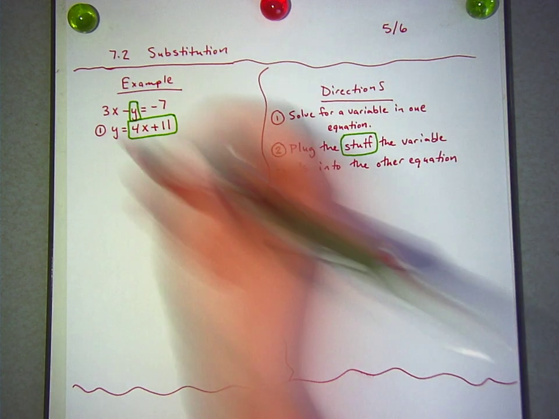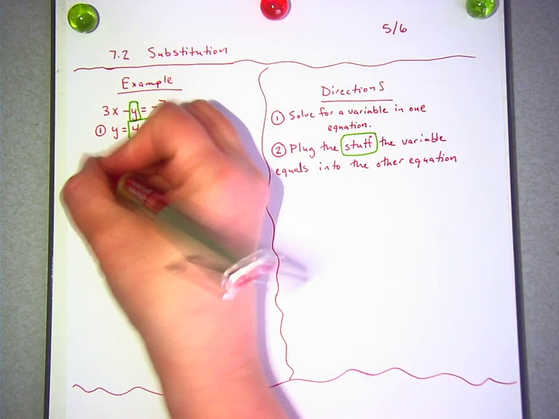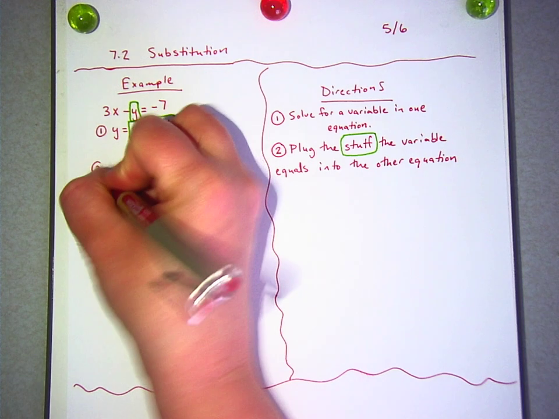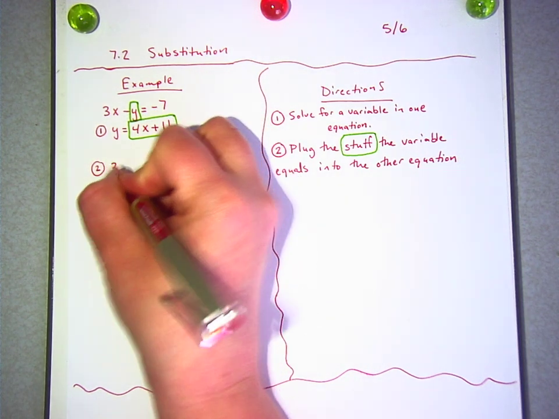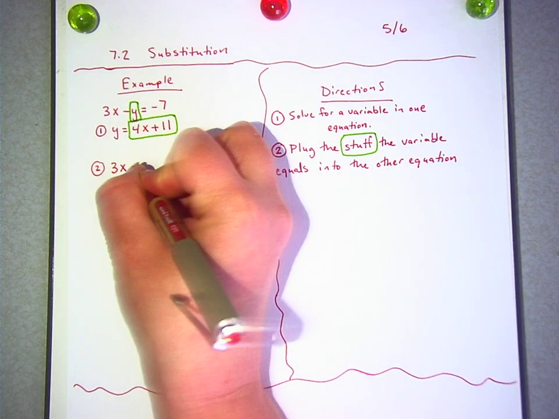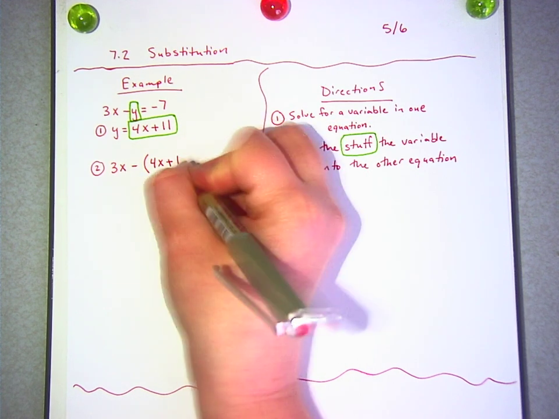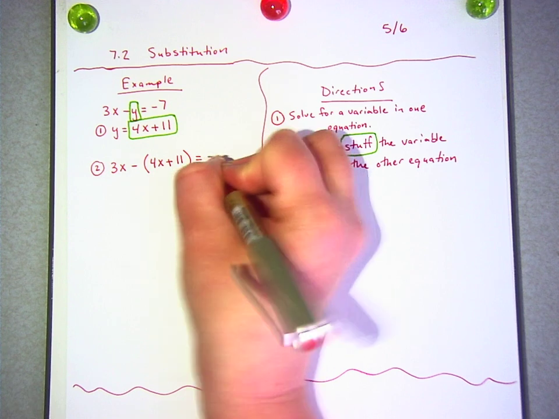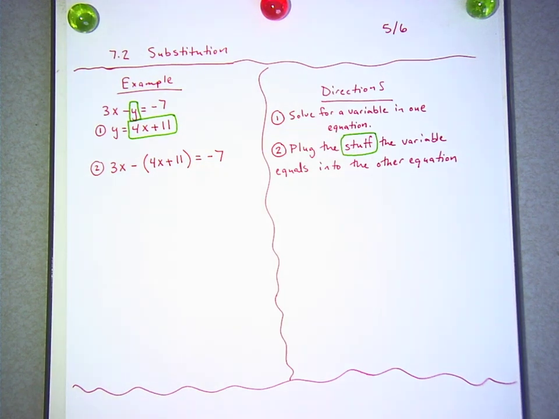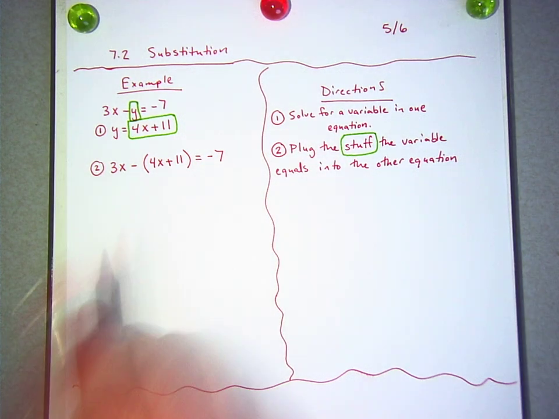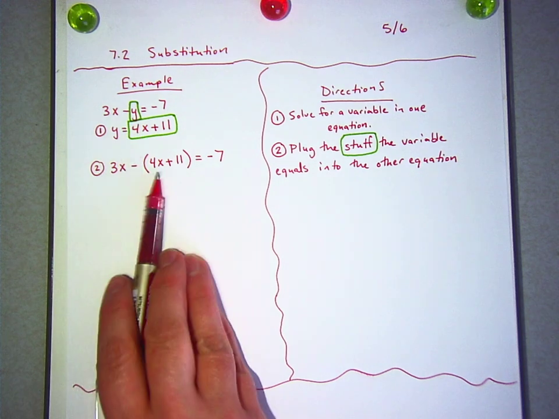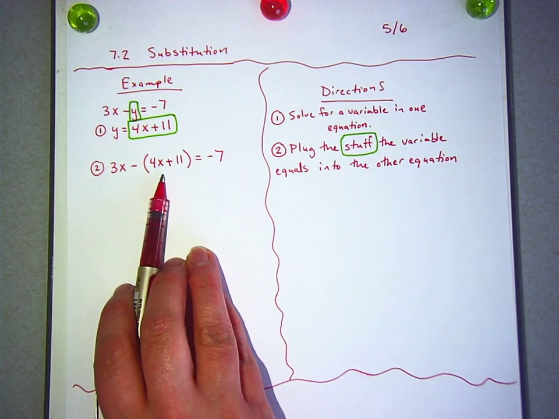All right? So I'm going to rewrite this top equation, only instead of y, I'm going to write parentheses 4x plus 11 parentheses equals negative 7. So it's like I wrote that top equation, but instead of y, I wrote all of that junk instead.